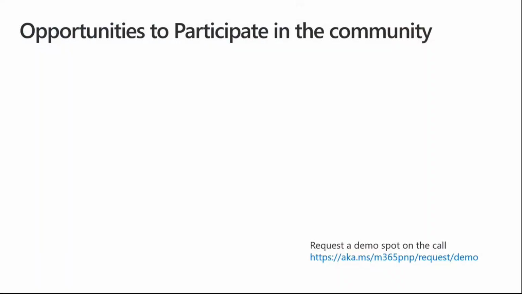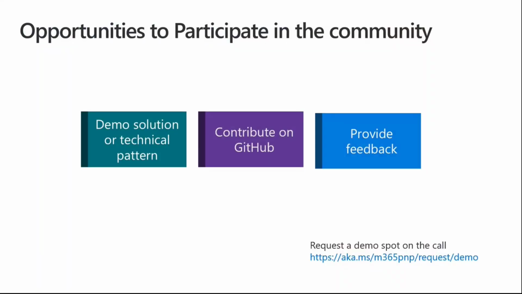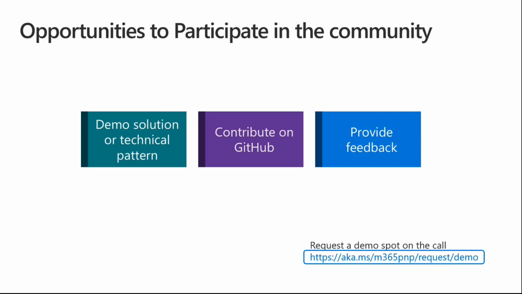Let's talk a little bit about opportunities to participate in the community. There are many, and we would love to see you do that. One of the most popular is exactly what you're going to see today. You can demo a solution or a technical pattern on this or one of our other community calls, and we absolutely would love to see you do that. In fact, we've made a little form for you to fill out. Super easy. You can request a demo spot, aka.ms/m365pnp/request/demo. It just rolls off the tongue. So definitely submit that form if you'd like to provide a demo on these calls.